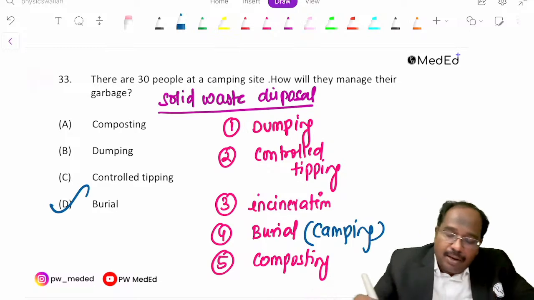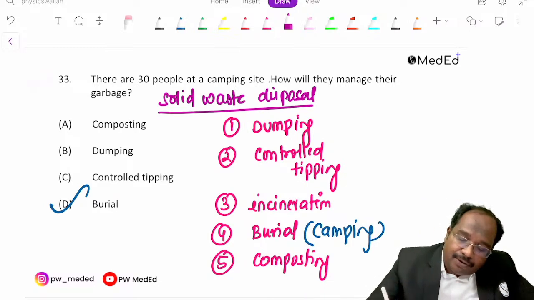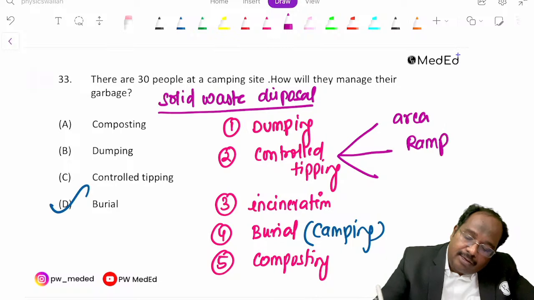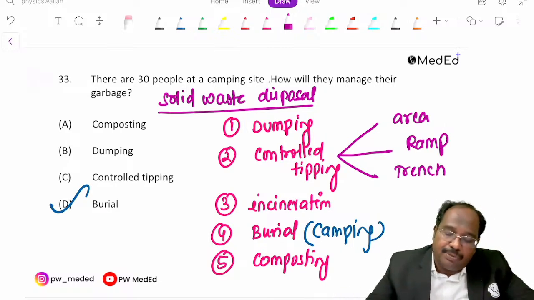Controlled tipping has some further methods available: the area method, ramp method, and trench method.